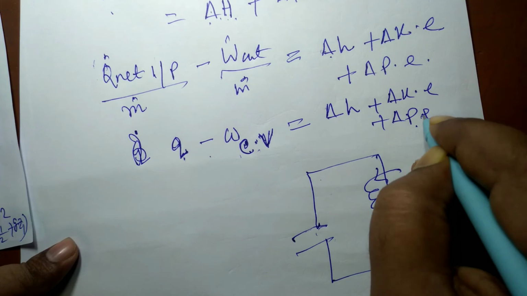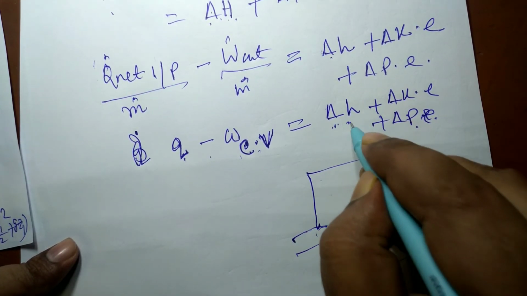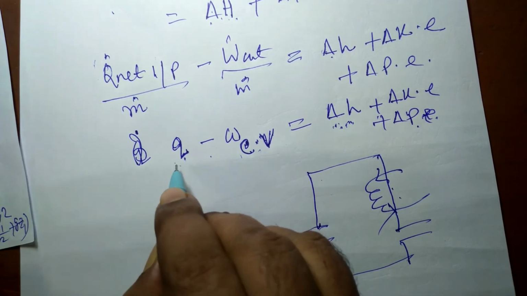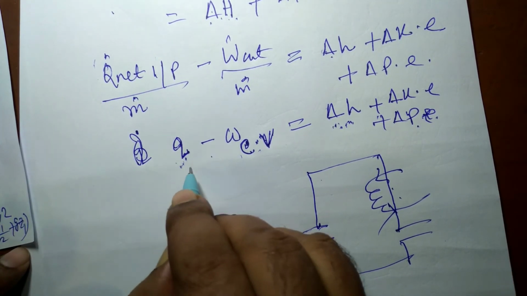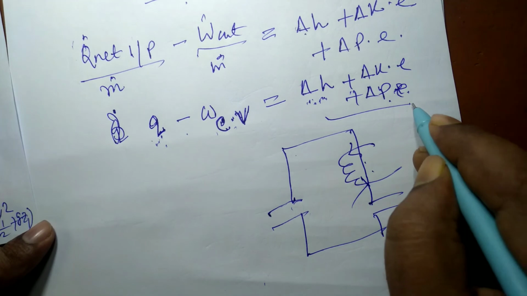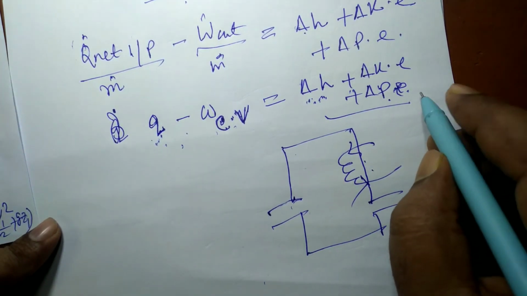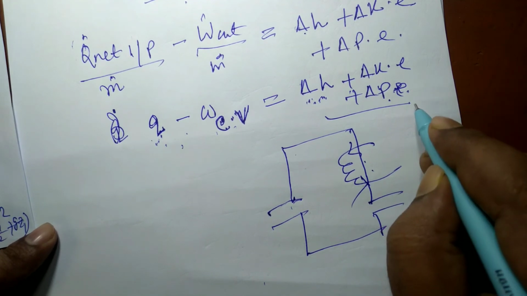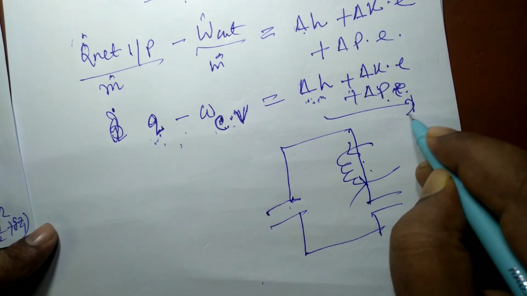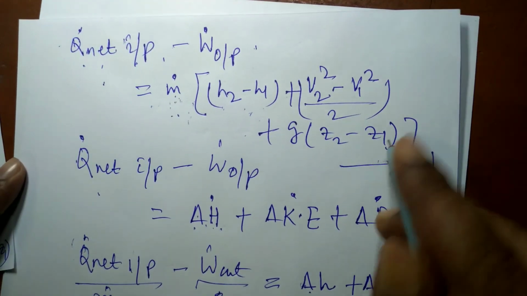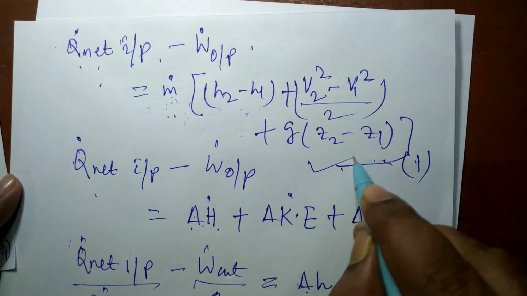The unit of each and every term, that is change in specific enthalpy, will be kilojoule per kg. The unit of this term is also kilojoule per kg. This is expressed in terms of per unit mass, and it is especially useful whenever there is a single stream of fluid entering the control volume and a single stream of fluid leaving it. And when there are multiple streams, the previous equation will be more useful.